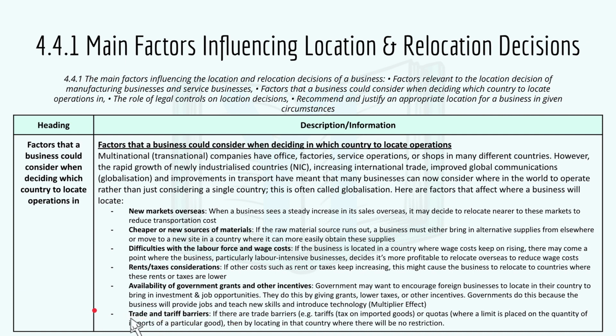And lastly, we have trade and tariff barriers. If there are trade barriers like tariffs, which are taxes on imported goods, or quotas, where a limit is placed on the quantity of imports of a particular good, then locating in a country where there will be no restriction will be better.